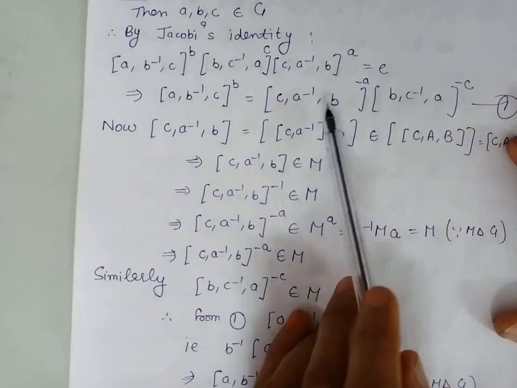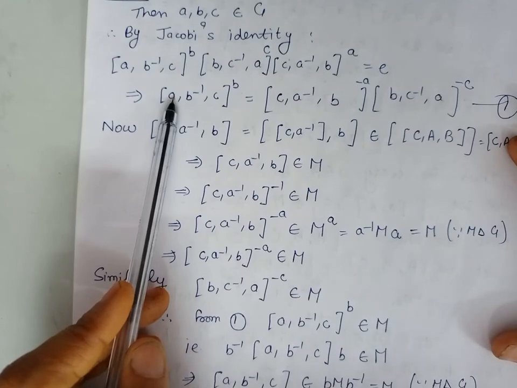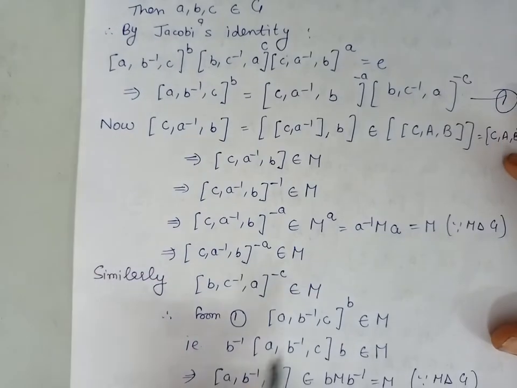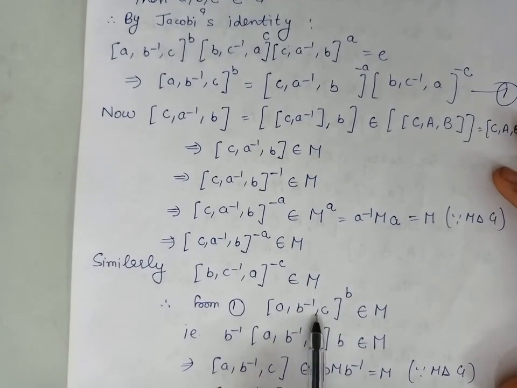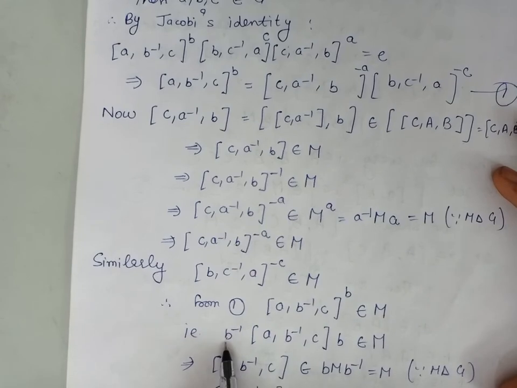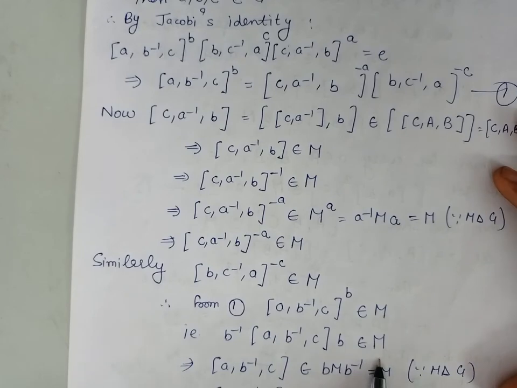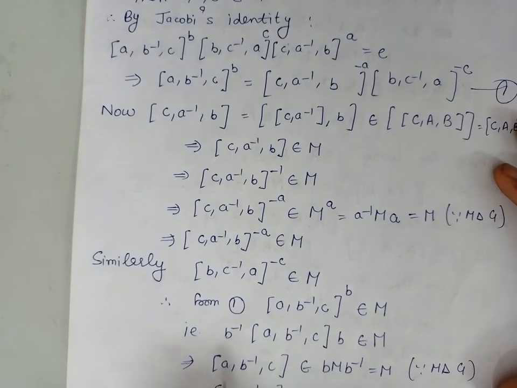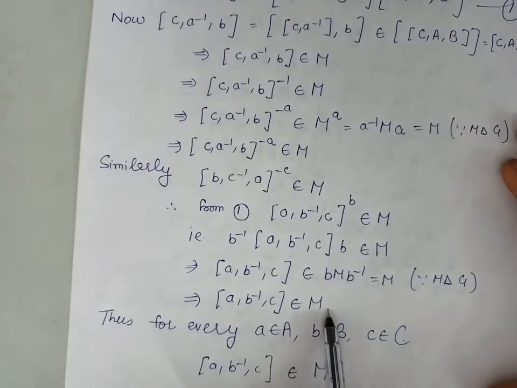Now from here, because both the elements belong to M, this element will also be an element of subgroup M. So by the notation for this symbol, this can be written as B inverse into this element into B. This belongs to M. Because M is a normal subgroup of G, from here we can say that the commutator of A, B inverse and C will also belong to M. So we have proved this element belongs to M.